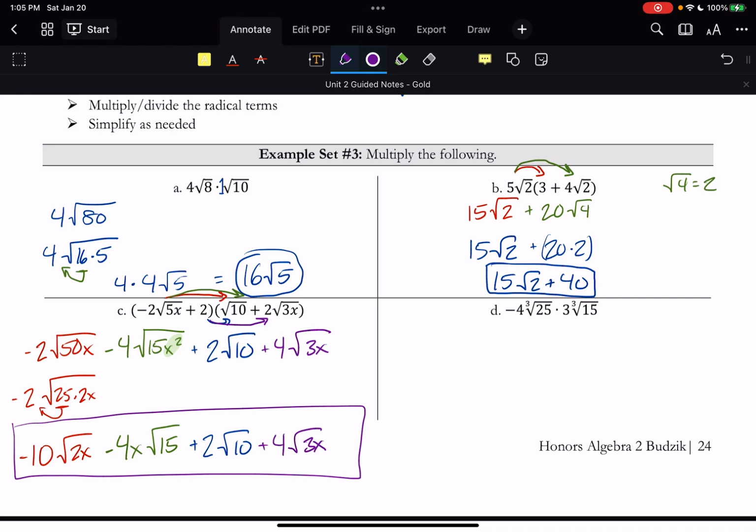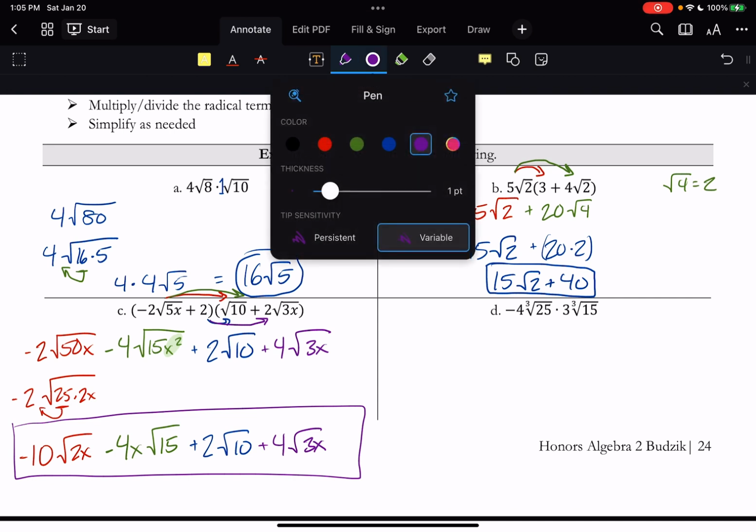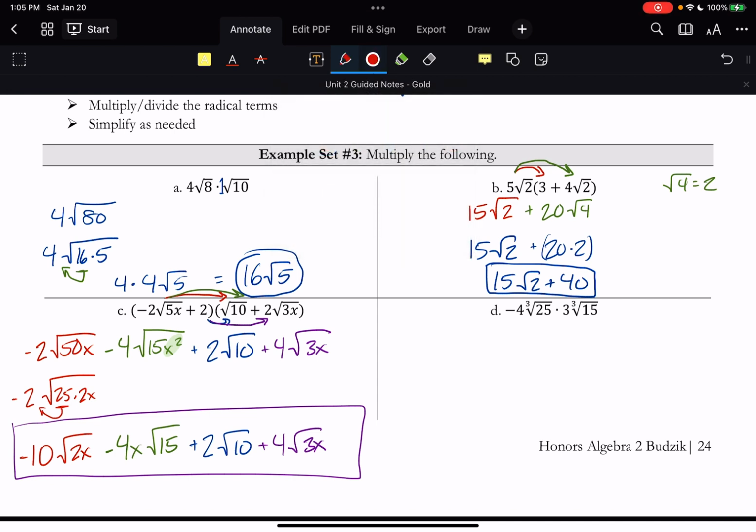All right, if I go ahead on to my last one, whole times whole. So negative 4 times 3 is negative 12. And then I have the cube root of 25 times 15, which is 375. So now I need to ask myself, what are the perfect cube factors of 375? The biggest one I get is 125. So I have negative 12 times the cube root of 125 times 3. And I know the cube root of 125 is 5. So again, this is negative 12 times 5 times the cube root of 3.